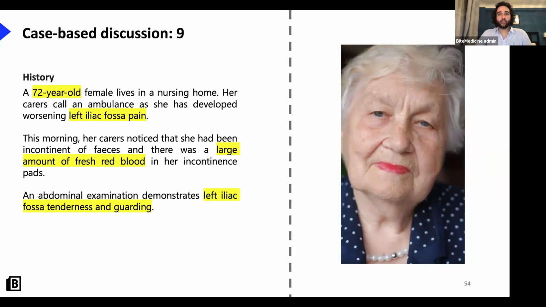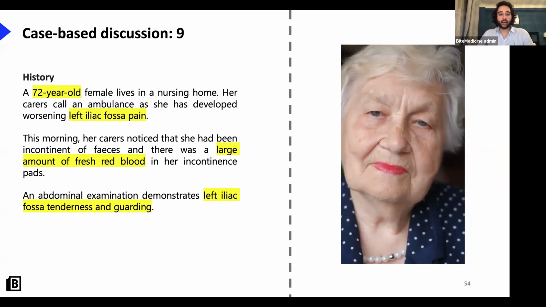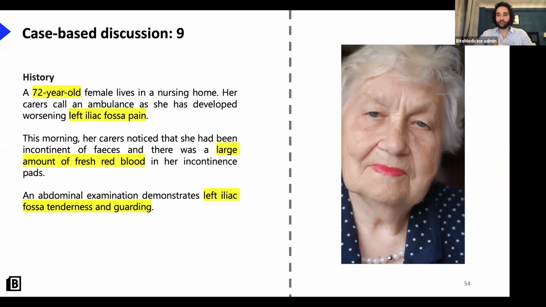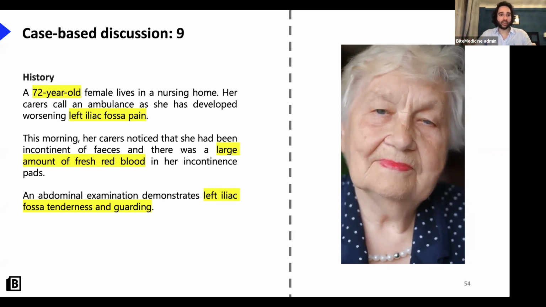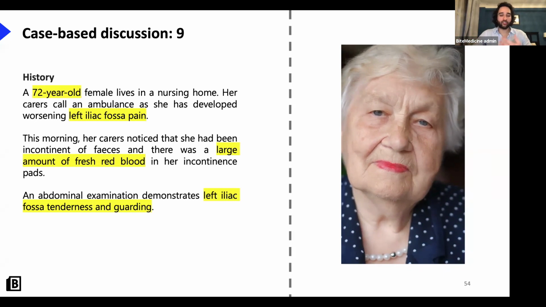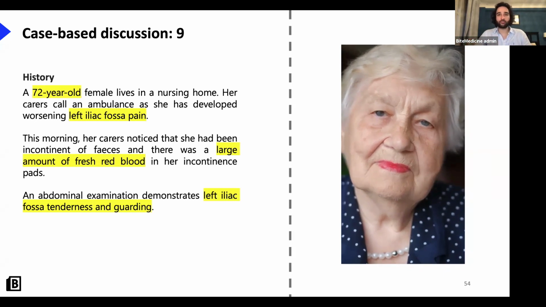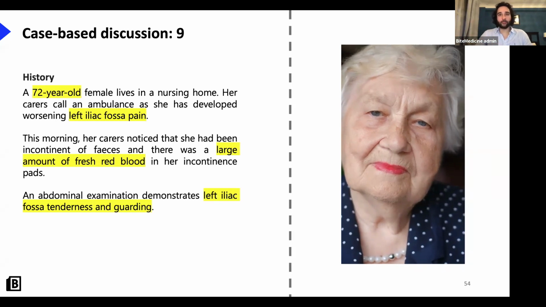Why fecal incontinence? Well, in this case, I would say that the fecal incontinence is likely the patient's baseline, because if they're wearing incontinence pads, they're likely incontinent anyway. So she's probably been incontinent of feces, and once they're changing her pads, they've noticed this fresh red blood. That's the most likely story here.